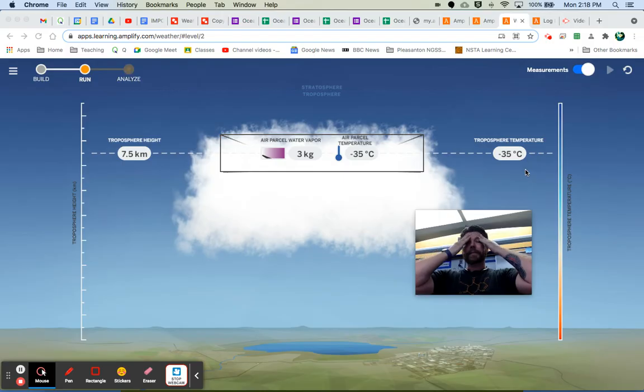Wait, Mr. Reagan, here's what doesn't make sense. Go ahead. Don't warm things rise above cold things? Well, if warm air rises above colder air, why is it colder the higher you go up? Wouldn't it be warmer? Something else is going on there. Okay, we can talk about that too. But right now, the higher you go in the troposphere, the colder it gets.